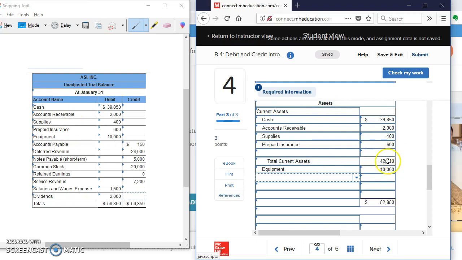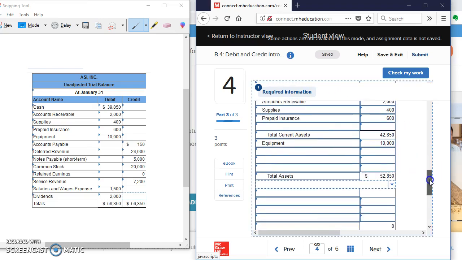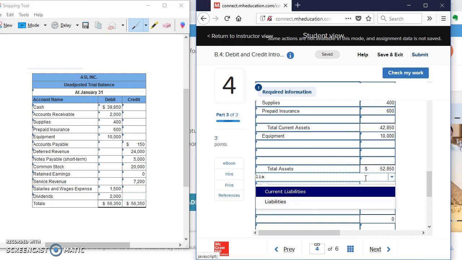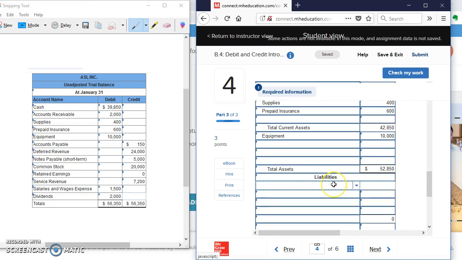My current assets are $42,850. My equipment is $10,000. Here I have another subtotal. Make sure you label that as your total assets. So my total assets are $52,850. Right, so there's your assets section. Let's go to the next section of the balance sheet, which is liabilities. So my next header will be liabilities.